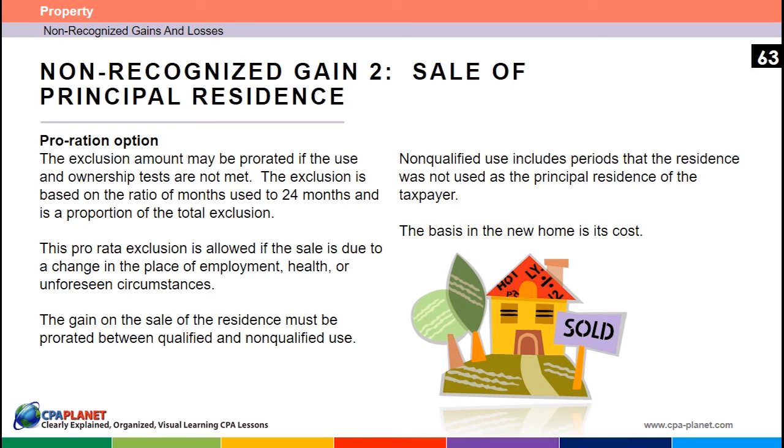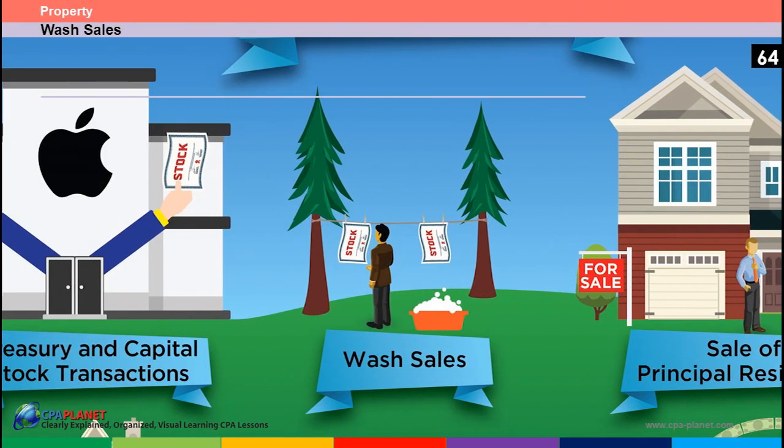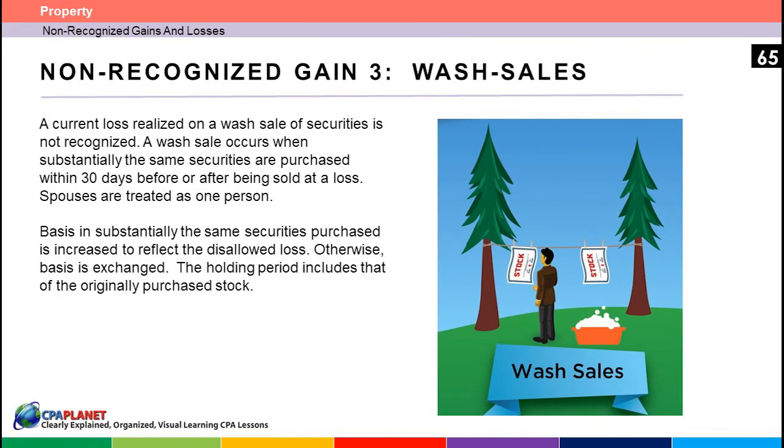Okay, let's cover this non-recognized gain 3, wash sales. A wash sale is a very simple concept. When you have stock, you'd like to take a loss for the calendar year. So what you do is you sell it at a loss and you take a loss, but you still want the stock. So as soon as the calendar year ends, you've got the loss, you buy it back again. So you're in the same net position, but you've got the capital loss. So the government doesn't allow this.